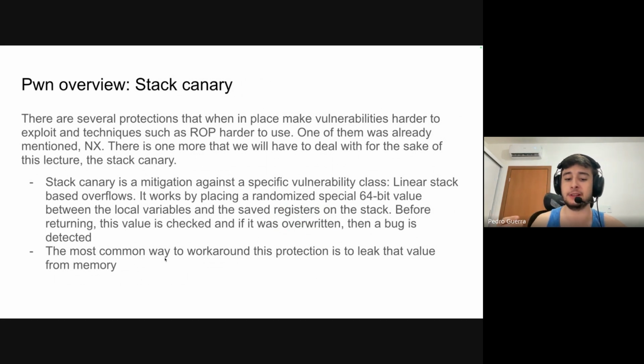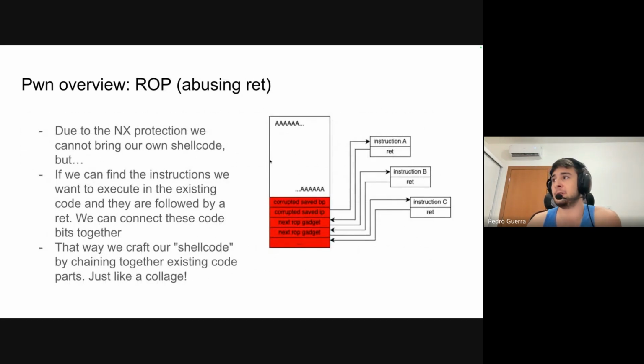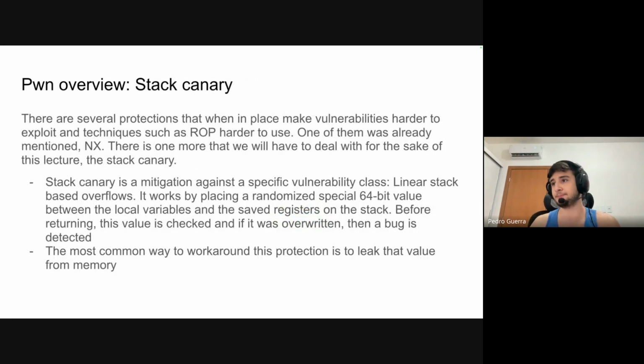You want to leak that value from the stack somehow and use it in your payload, because when you're overflowing, you're gonna fake values on those pointers, but the canary is on the way. But if you fake the canary to be the same as it was before corruption, it won't be detected, and you can continue with your exploitation. So the common workaround is to leak this somehow.